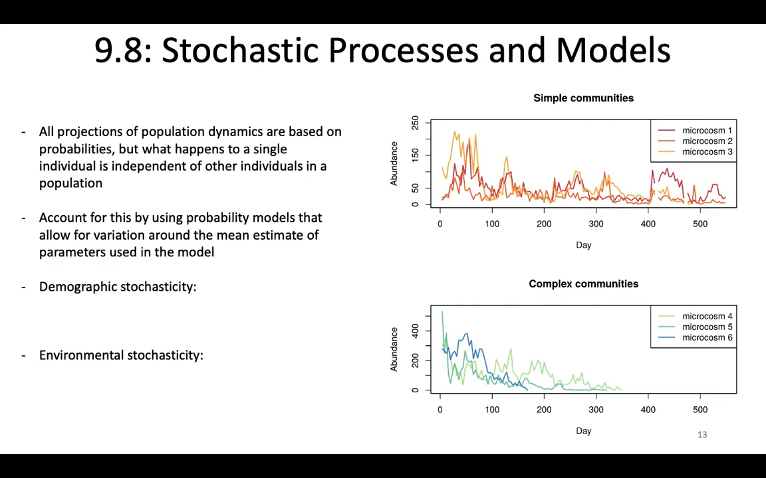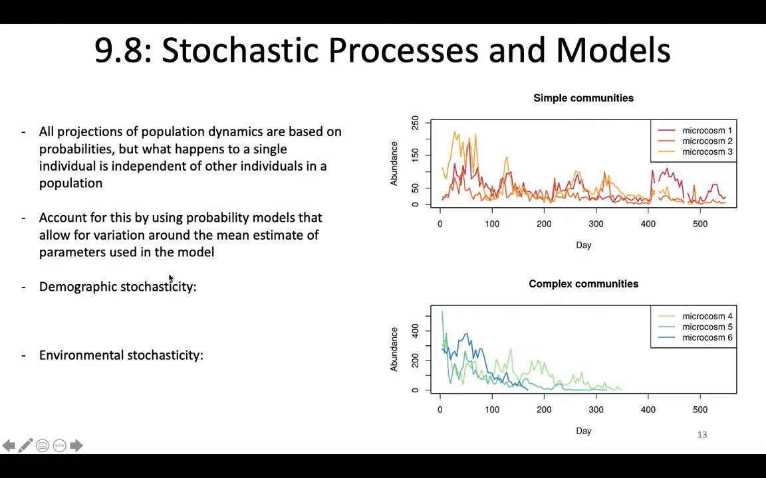Maybe I'll have you read this really cool paper where they did that with bison. But anyway, you can account for random stuff by allowing some sort of variation around the mean estimate of whatever you use to calculate your parameters from empirical data.